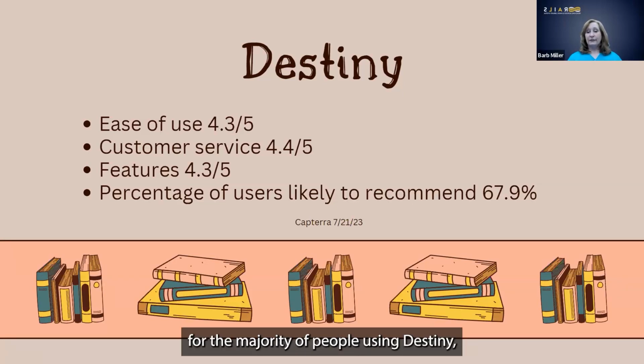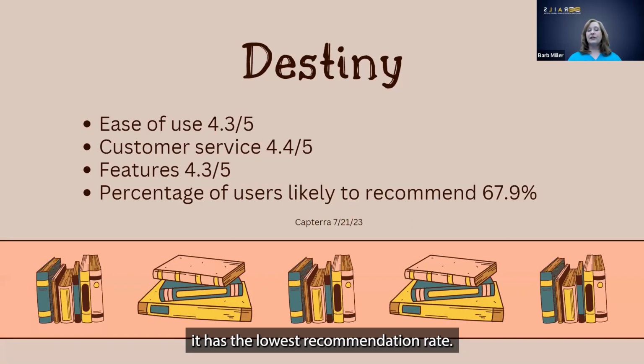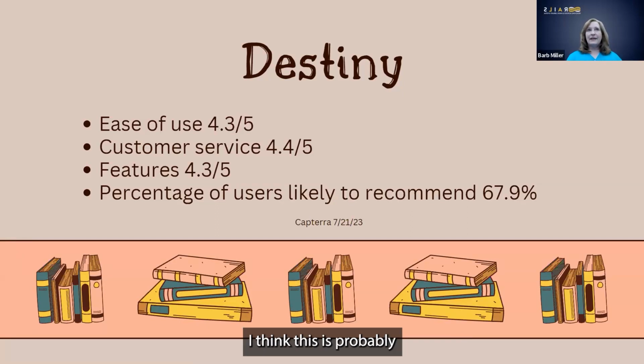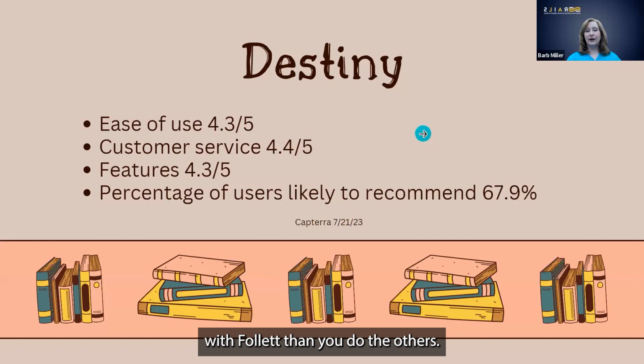Now, ironically, for the majority of people using Destiny, it has the lowest recommendation rate. I think this is probably because, one, it's the most expensive of the three. And two, I see on the IL listserv frequently, "Is Follett down? Is your Follett working?" This is a regular thread. You've all seen it, and I think that's the problem. I've used all three of these, and I will say Follett's tech service is not the most readily available. You often wait a longer period of time with Follett than you do with the others.